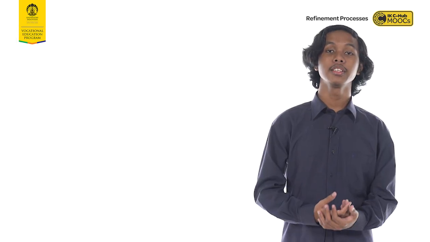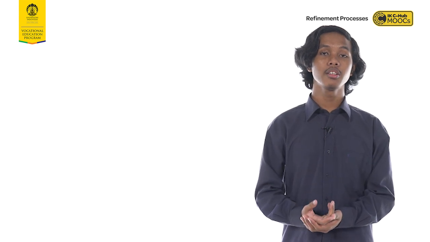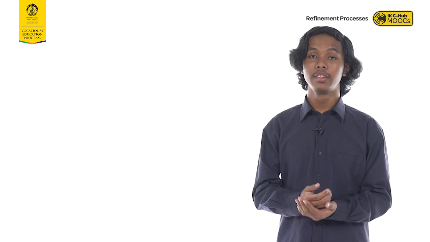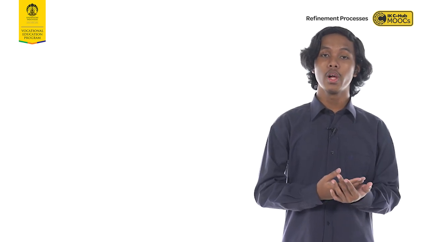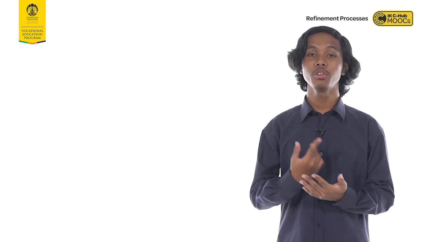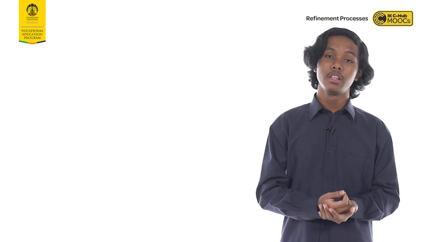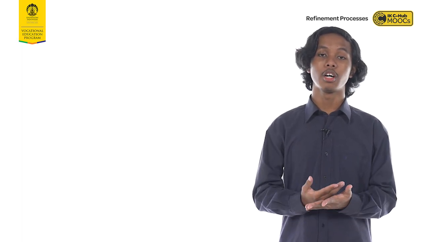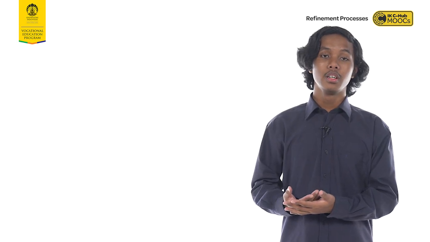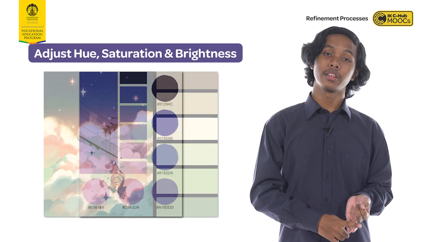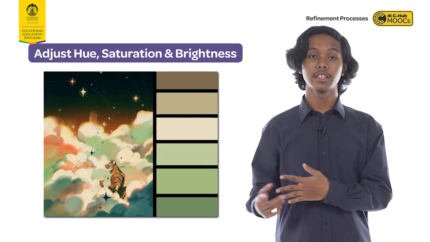Two, enhancing colors and shading. Colors and shading play a crucial role in setting the mood, atmosphere, and depth of 2D game art. Well-executed color choices can evoke emotions, establish themes, and enhance immersion, while refined shading adds a sense of form and realism. Refining these elements includes choosing a color palette that matches the game style and atmosphere, adjusting hue, saturation, and brightness to keep colors consistent across assets.